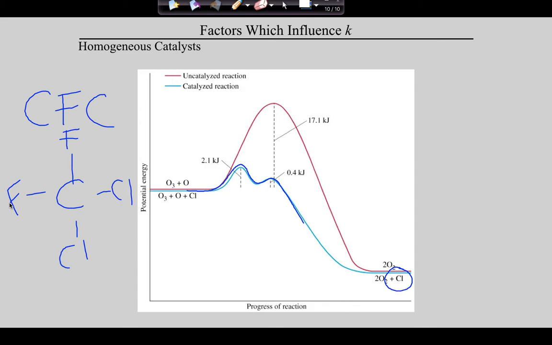So, guys, you good on that idea? We're okay? All right. So those are homogeneous catalysts.